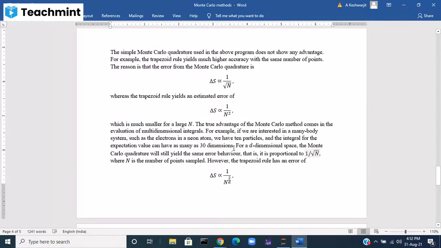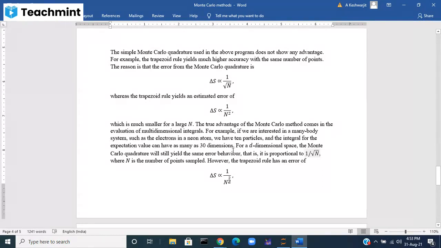If each electron has 3 degrees of freedom, and we have 10 electrons, then the total number of degrees of freedom will be 30. That is, the total number of dimensions will be 30. In the integration we will have 30 independent variables. Not a one-dimensional or two-dimensional integration, but a 30-dimensional integration.